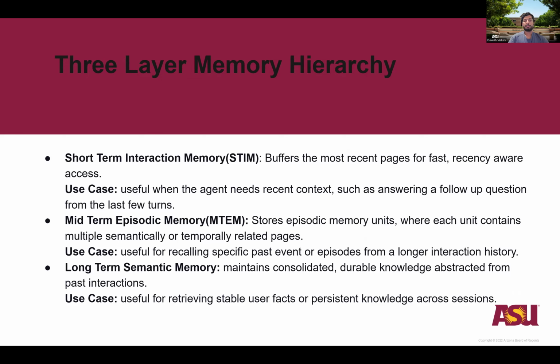And we have long-term semantic memory. Here, once the query is asked, it has to forget some of the things and has to store some of the things. So if we think something is important, it needs to be stored in this long-term semantic memory. And so we maintain consolidated durable knowledge abstracts from the past interactions. This is useful for retrieving stable user facts such as their name, address, or other details that are persistent across all the sessions.